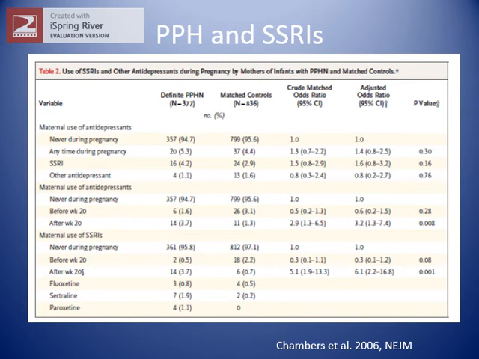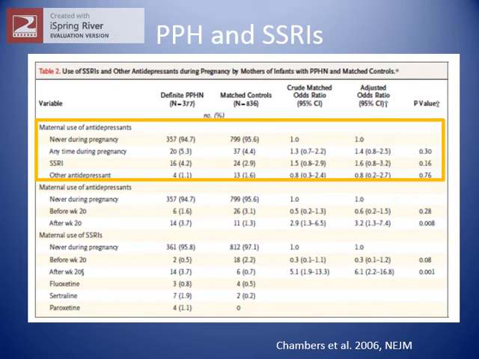Okay, so let's start here. Here we're just talking about, did you use the drug or not? So there were 377 mothers whose babies had PPHN, and 836 matched controls whose babies did not. And 94.7% of the PPHN moms never took antidepressants. 95.6% of the control moms never took antidepressants. So it's fairly uncommon to take these drugs.